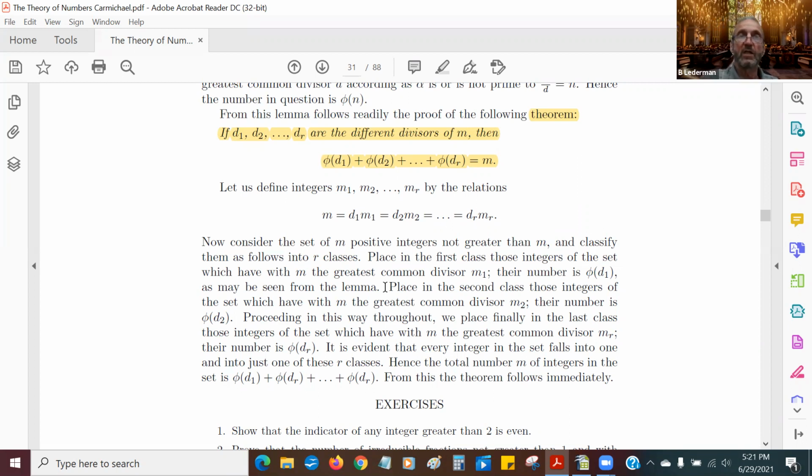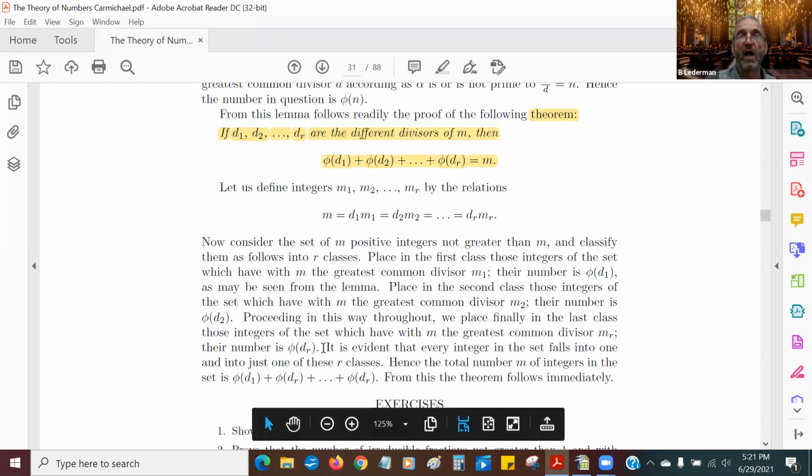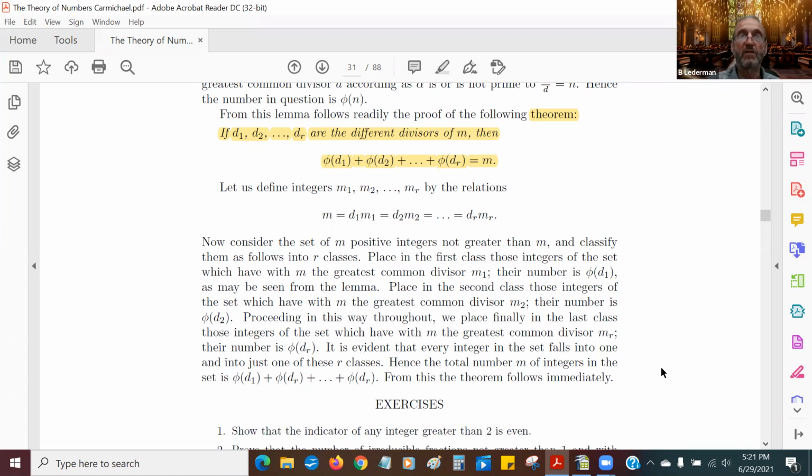Now place in the second class the integers of the set which have with M the greatest common divisor M2. Their number is going to be phi of D2. If you keep on continuing this way until you get to DR, we finally place in the last class the ones that have greatest common divisor MR with M, and their number is phi of DR. Every integer in the set falls into one and just one of the R classes, and hence the total number M of integers in the set is phi of D1 plus up to phi of DR. The total is going to be M, and from this the theorem will immediately follow.